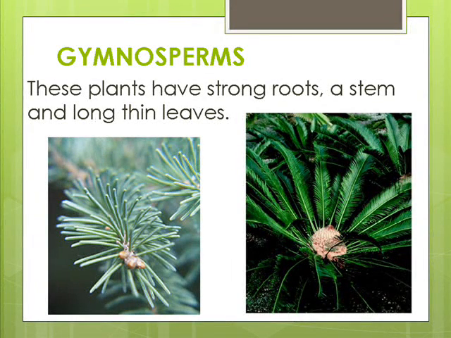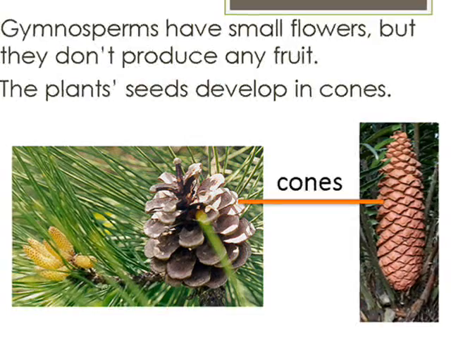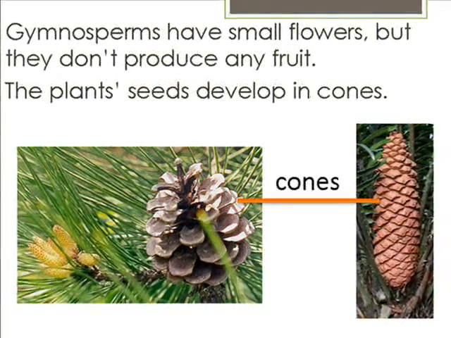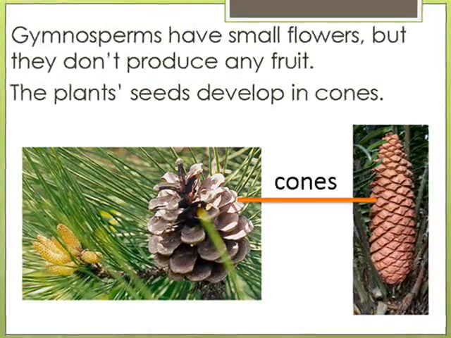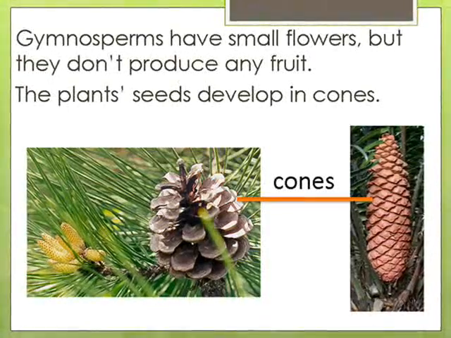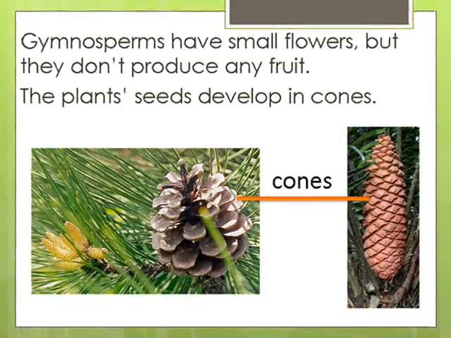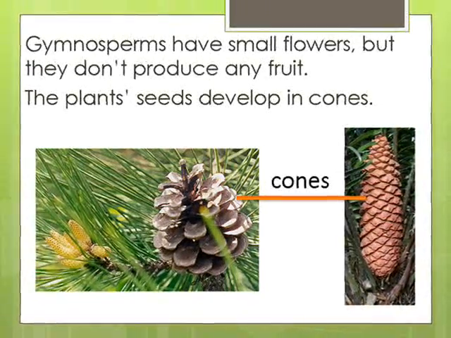Gymnosperms. These plants have strong roots, a stem, and long, thin leaves. Gymnosperms have small flowers, but they don't produce any fruit. The plant's seeds develop in cones.